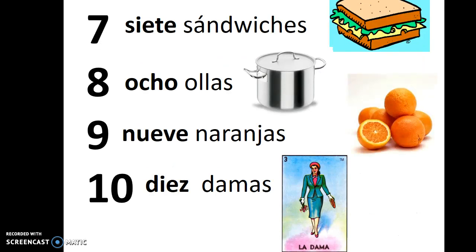Siete sándwiches, ocho ollas, nueve naranjas, diez damas. Okay, so I consider that our first category of numbers. You can learn those all together: 1, 2, 3, 4, 5, 6, 7, 8, 9, 10.